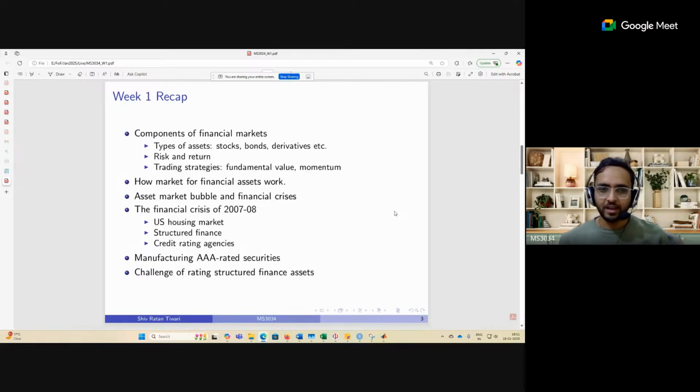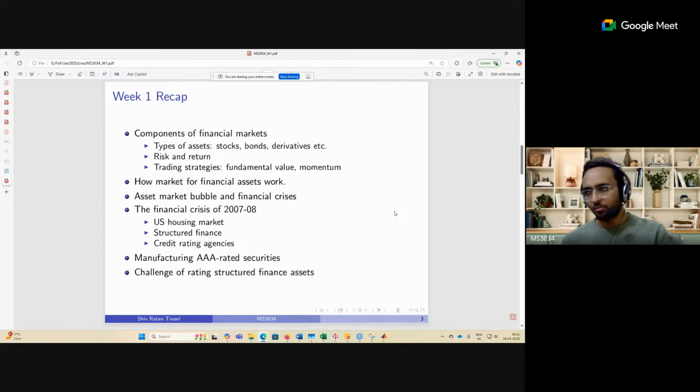Also, we discussed how the financial markets work, how trading happens on the exchanges: a buyer puts in his bid and a seller puts in his ask price, and if these two match, then a trade happens. Correct, that was a discussion we had in one of the lectures.